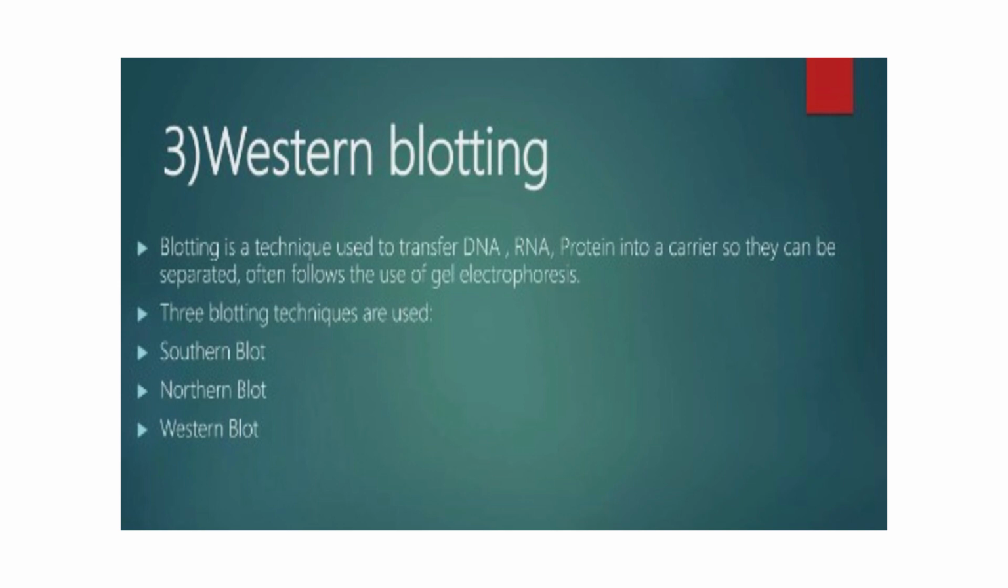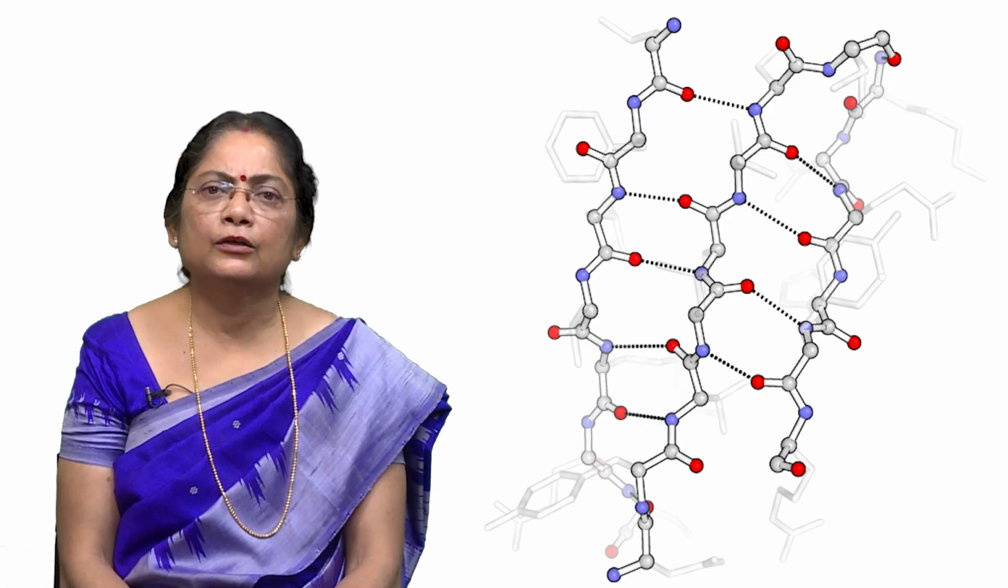This technique is known as the blotting technique. When it is done with DNA, it is known as Southern blotting, and we also use RNA for detection, for separation of different molecular segments. When it is a protein, it is known as Western blotting. When it is RNA, it is known as Northern blotting. The technique is the same, but when it is used for protein, it is known as Western blotting.